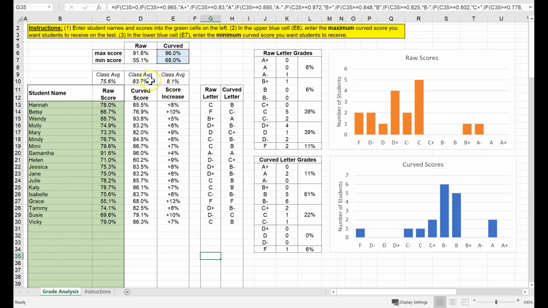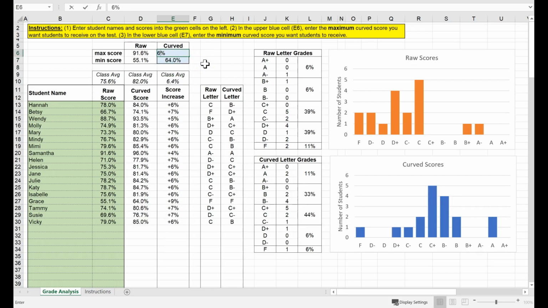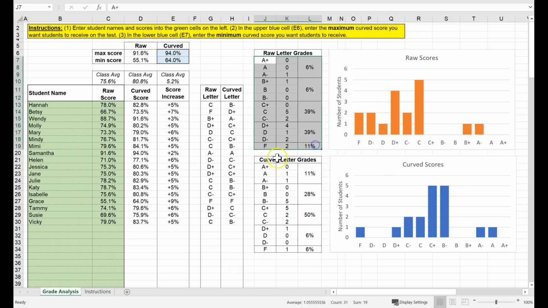Now, I can also check out my class average went from a 76 up to an 84. On average, that's an 8% increase. And if I change these values, I could tweak these numbers and say, okay, well, what if this is a 64 and this is a 95 or 94? And I can look at the graphs, I can look at the summaries, the data tallies, and I can make decisions based on what's happening.